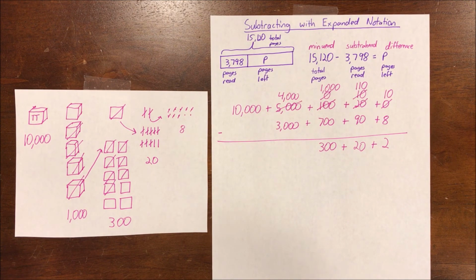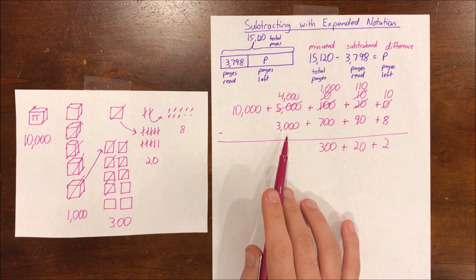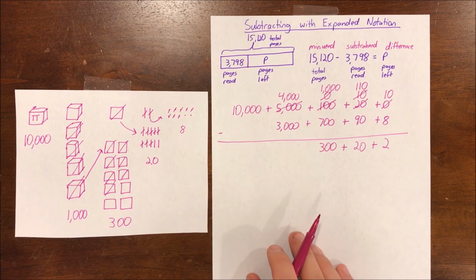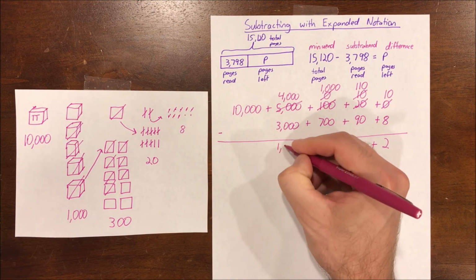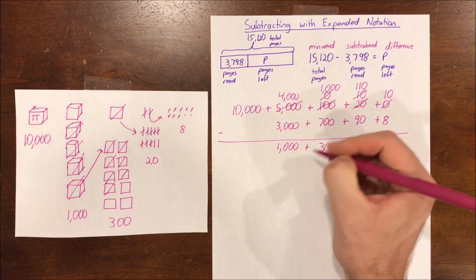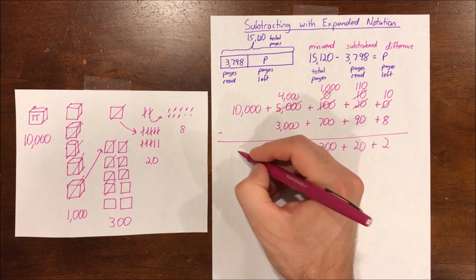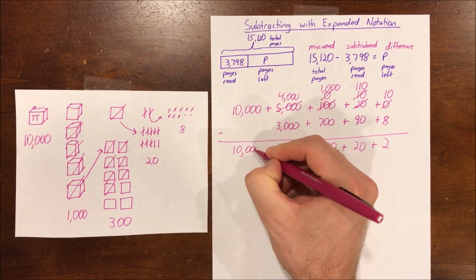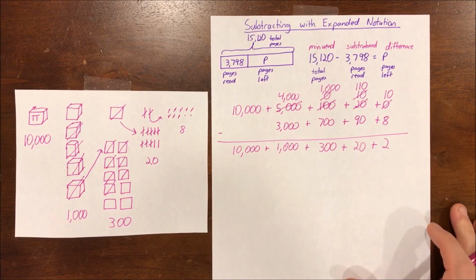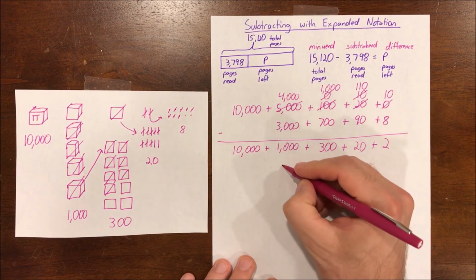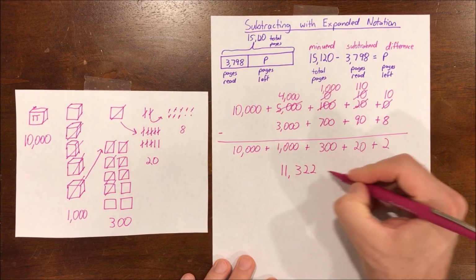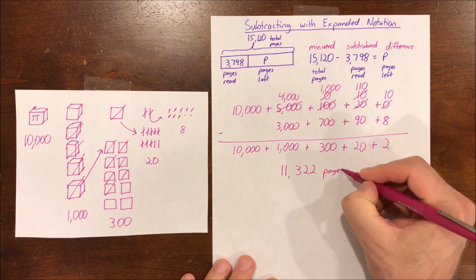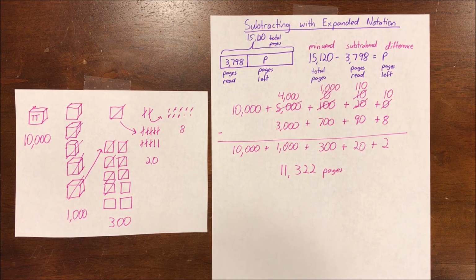Yeah, no regrouping needed. The subtrahend here is smaller than the minuend. I can take 3,000 away from 4,000. I'll have 1,000 left. And then, of course, we're not taking anything from our 10,000s, so that stays the same. And we get a final answer of 11,322 pages that she has left to read. Go ahead and click on the arrow to move to the next slide.